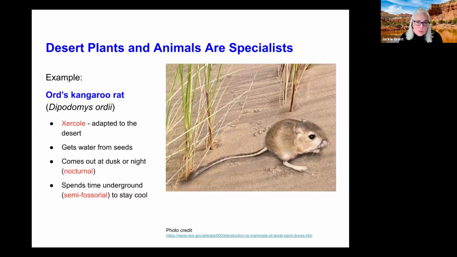And this animal also spends the daytime underground, and we call that semi-fossorial, because semi means partly or halfway, and fossorial means underground. So these semi-fossorial animals don't spend all of their time underground, just during the daytime, and then they come out and they spend a lot of time above ground looking for seeds at night.